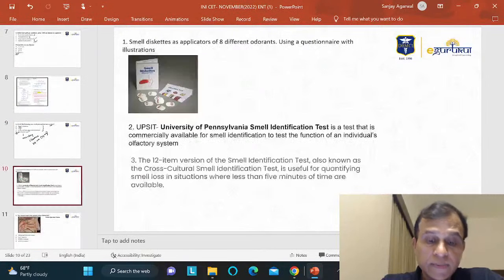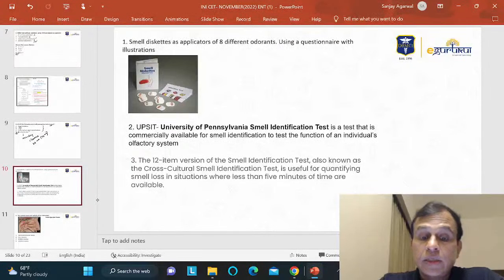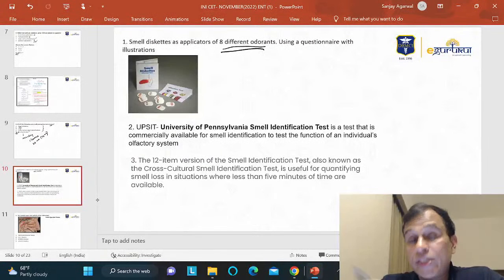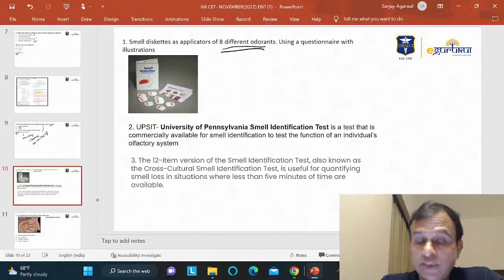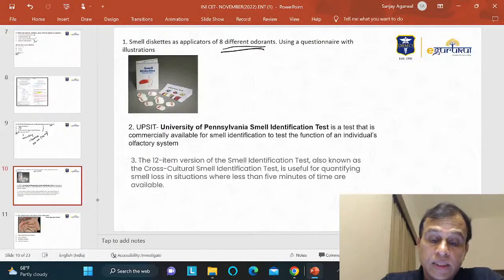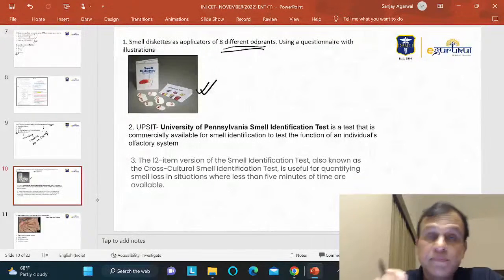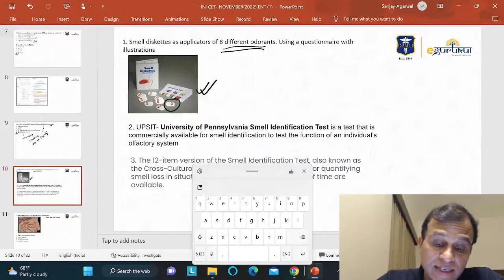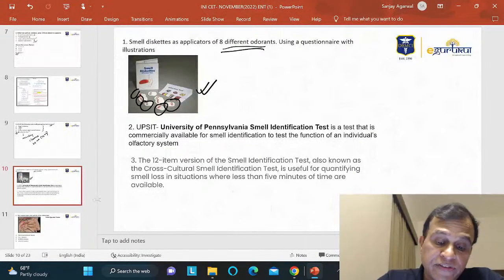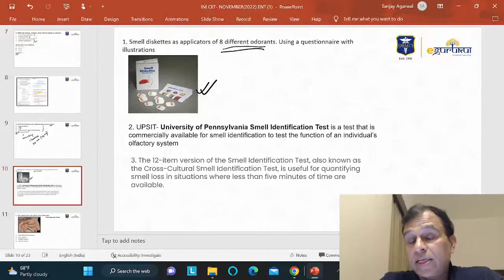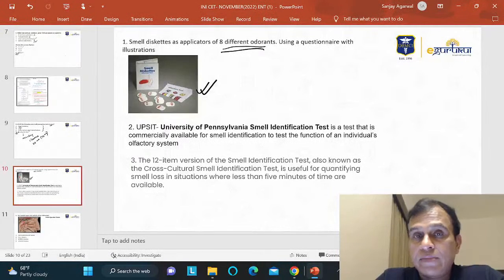So if you see this slide, the first one is the Smell Dictates test. Eight different odorants are used, and there is a questionnaire. The patient has to fill up that questionnaire, and based on that we know whether the patient is able to identify the smell or not. Can he identify different types of smell? These are called the dictates, the eight different kinds of smells. The patient has to smell each of them and then identify the smell.